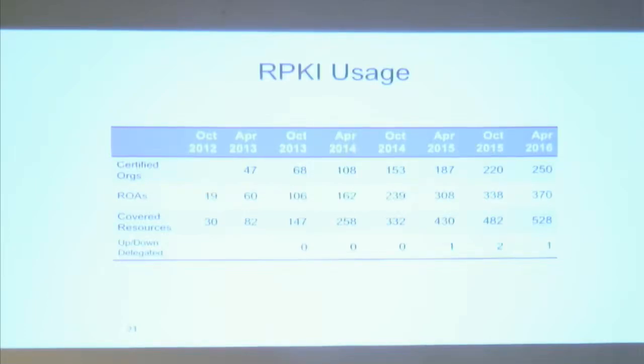One of the things I'll mention is that ARIN has over 5,000 members who could play in this space. Only 250 are doing so right now. And out of those 250 organizations, there are 370 ROAs, which cover 528 networks. So it's fairly small. The last thing I'll note is up-down delegated: there's one organization that's actually said, I'm going to do it, but never has. So there's really no one that has actually played with delegated yet within ARIN's region.